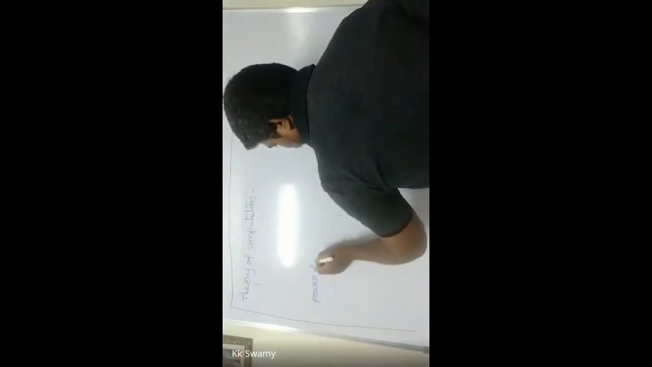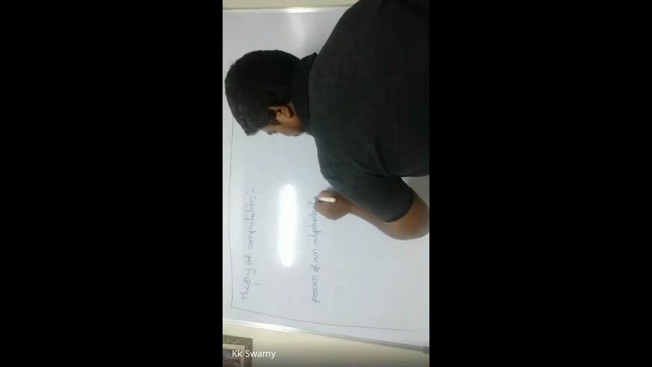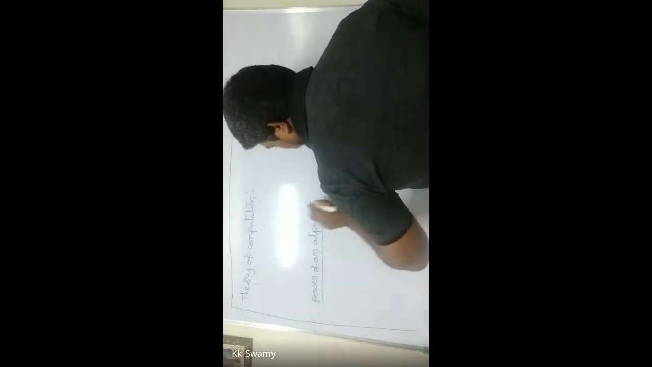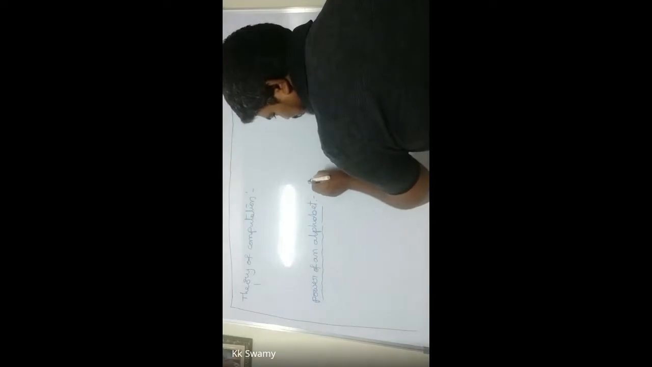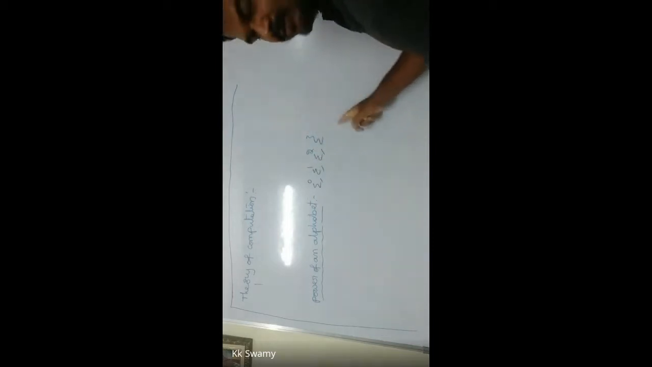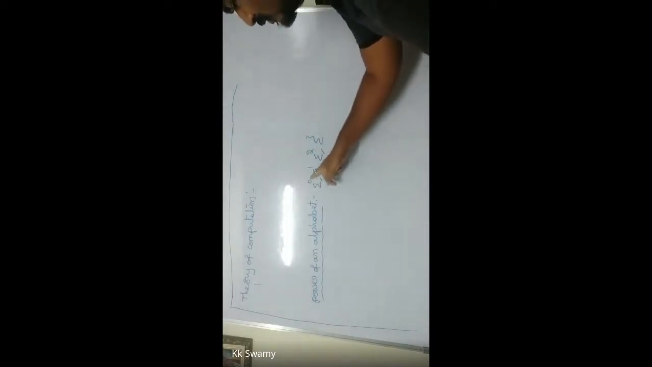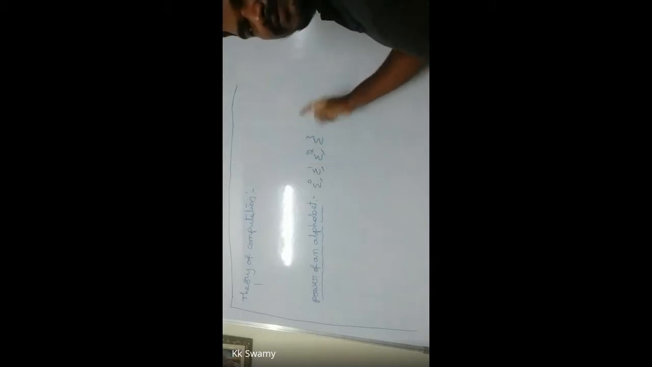Power of an alphabet. The alphabet is called sigma. And power means, suppose we write sigma power 0, sigma power 1, sigma power 2, and sigma power 3. Sigma power 0 means the length is 0. The length is 1, the length is 2, the length is 3.